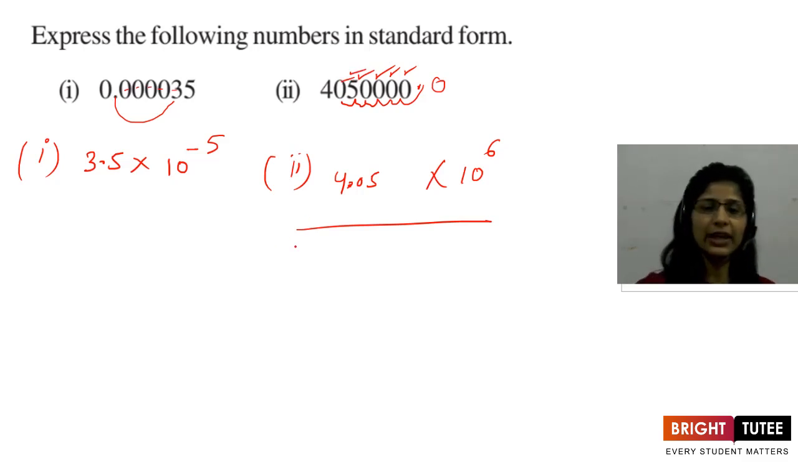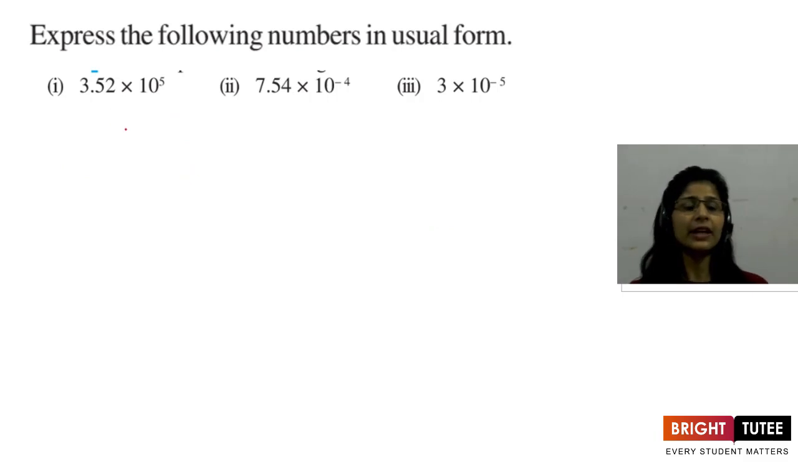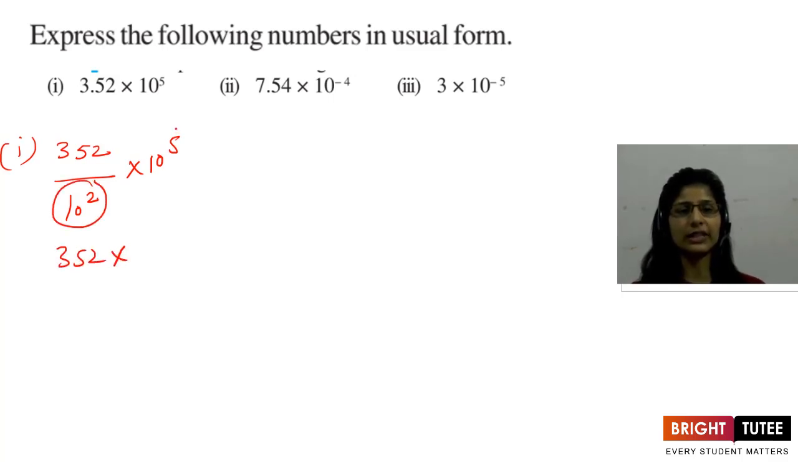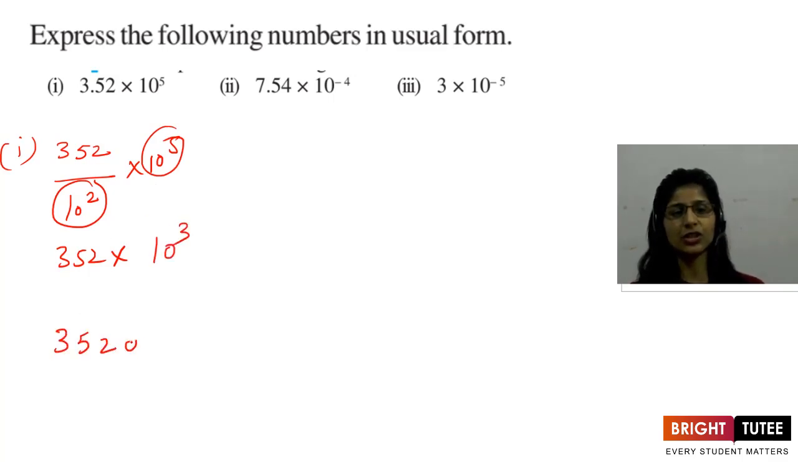Right? Moving ahead. Here we have to express them in usual form. That means only normal numbers we have to write without this decimal. So we have 3.52. If I remove this decimal it will become 352, and 10 to the power 2 into 10 to the power 5. So 352 into, when we solve this, same base and division, powers will get subtracted. 5 minus 2 is 3. So 352000 is the answer for that.